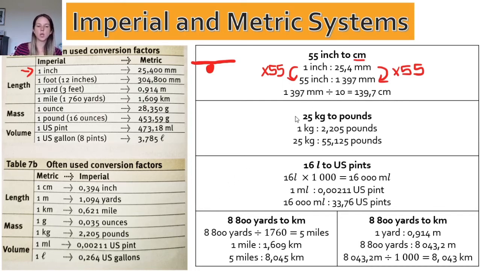25 kilograms to pounds. So now we look for kilograms to pounds. We know it is a mass. So here it is. 1 kilogram is to 2.205 pounds. So I write my conversion factor and then I'm going to do my conversion.